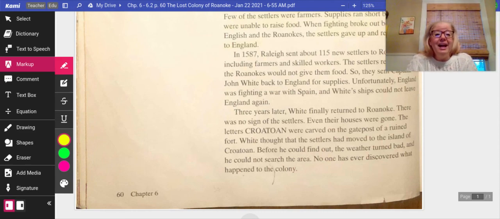Now, I will say that since your textbook was published, we do think we know what happened to the settlers. There have been some discoveries, and we will talk about them next week.